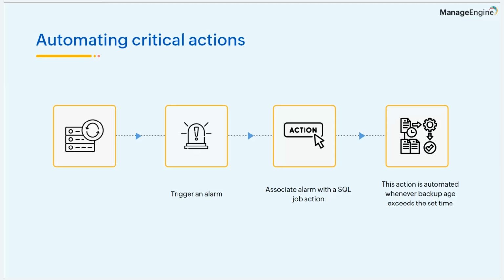Here's how it works. It gives you automated monitoring. Applications Manager continuously monitors your database server, keeping a watchful eye on the backup process, which I showed you before in the UI. And you can create a custom script for the action that associates this alarm with a specific SQL job action, and trigger it when the backup age on the server exceeds a predefined threshold.